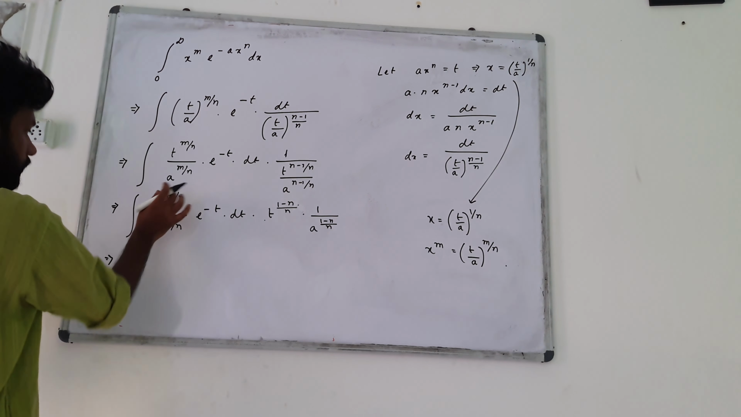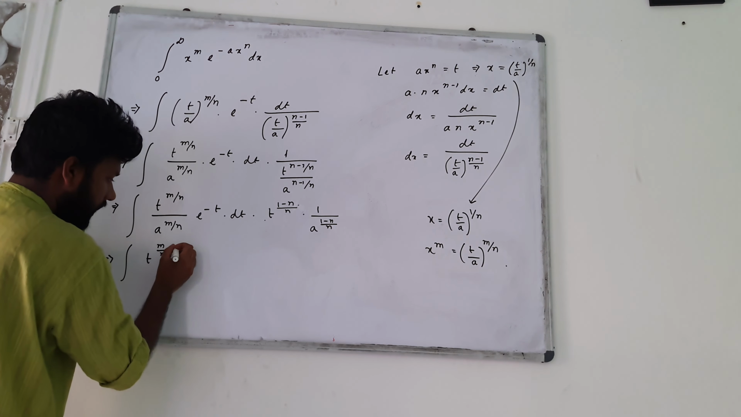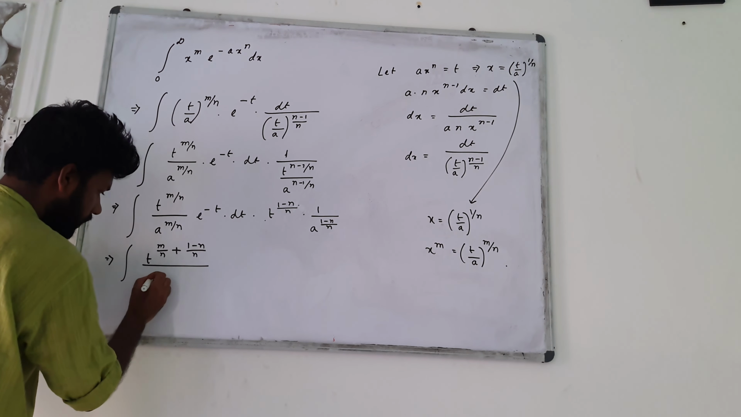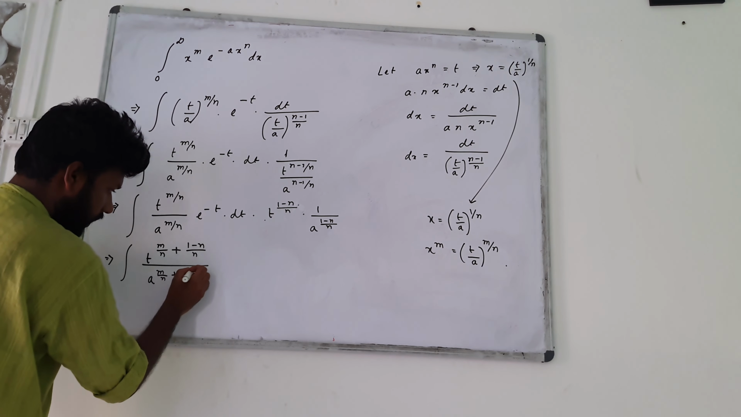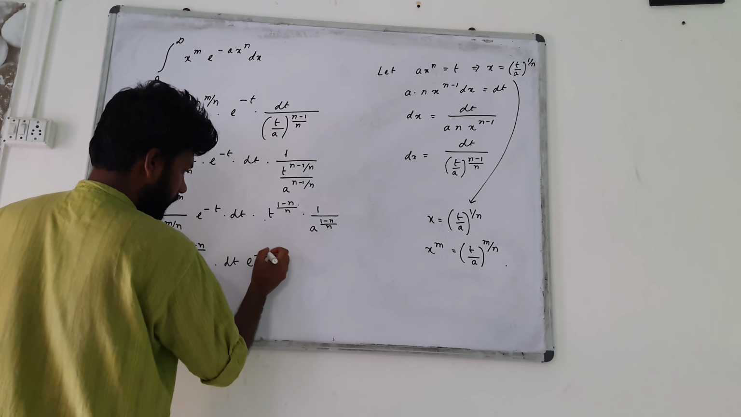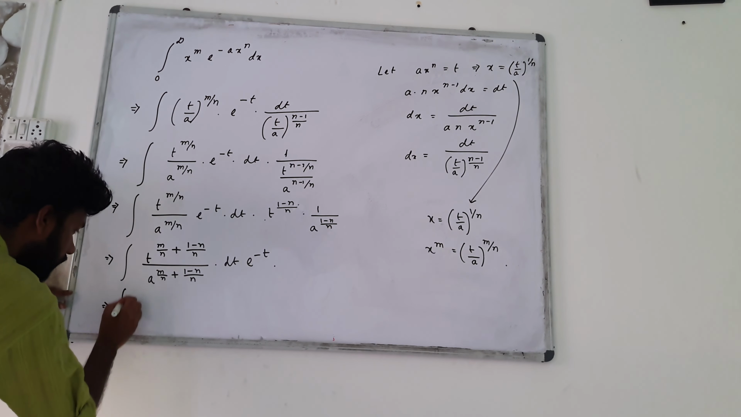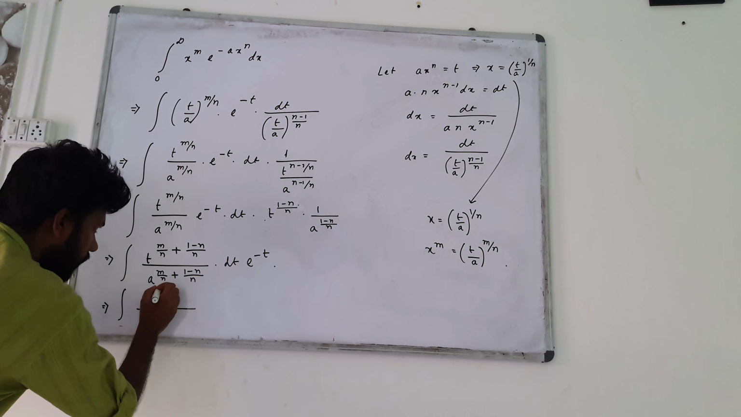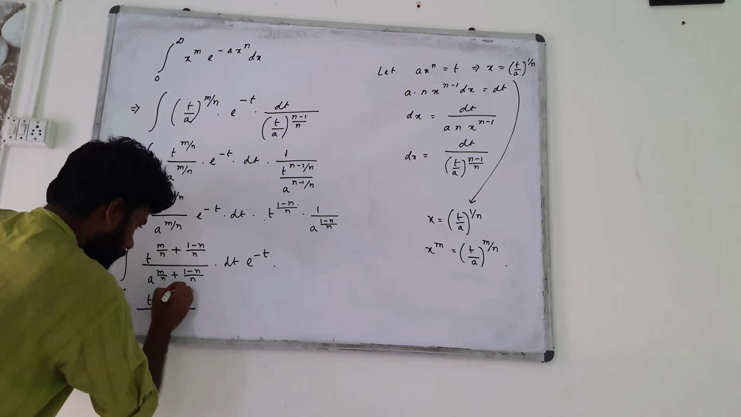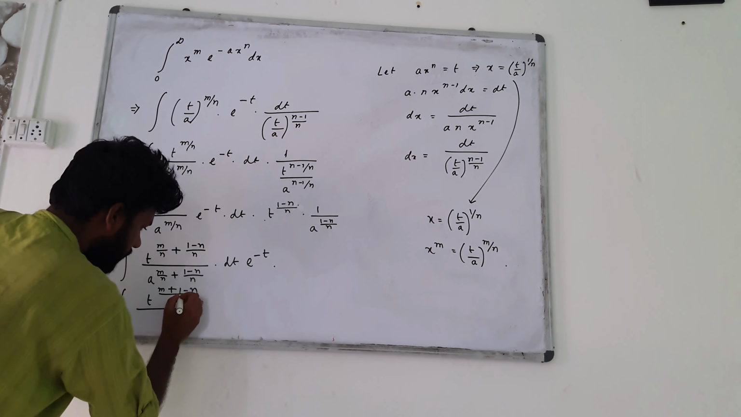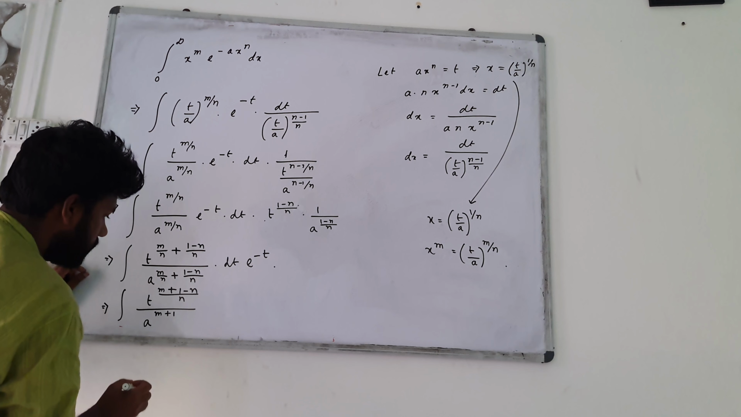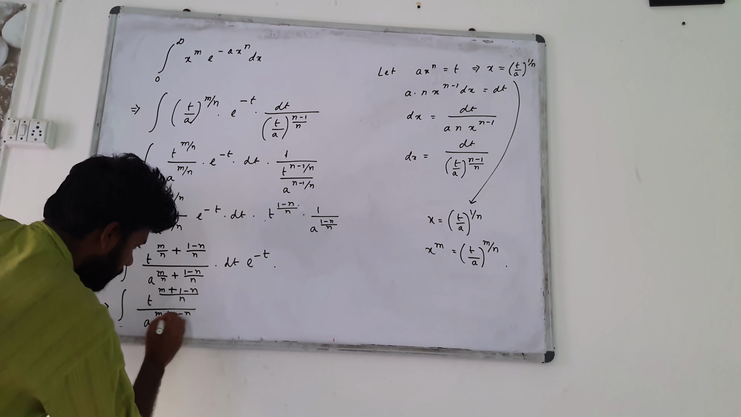All of you know the laws of index actually. So t power m by n plus 1 minus n by n divided by a to the power m by n plus 1 minus n by n, dt exponential of minus t, and then it is t power m plus 1 minus n by n and a to the power m plus 1 minus n by n.